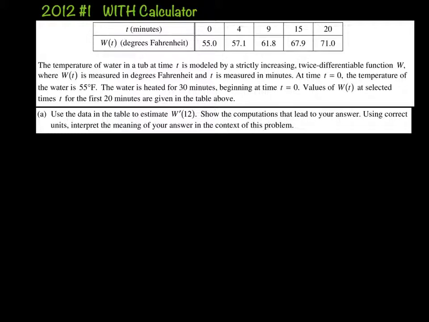Part A asks us to use the data in the table to estimate w prime of 12 and show the computations that lead to your answer. Using correct units, interpret the meaning of your answer in the context of the problem. Okay, so this is taking it a little bit further than part A of the last one. Same beginning, which I'm going to ask you to pause the video and go ahead and do. But not only do we have to have the correct units, but we also have to interpret the meaning. So I want you to pause the video and try and do all of that.